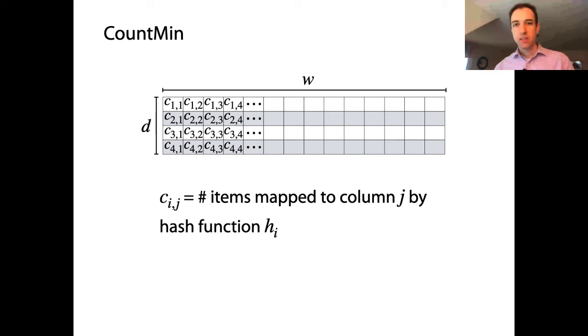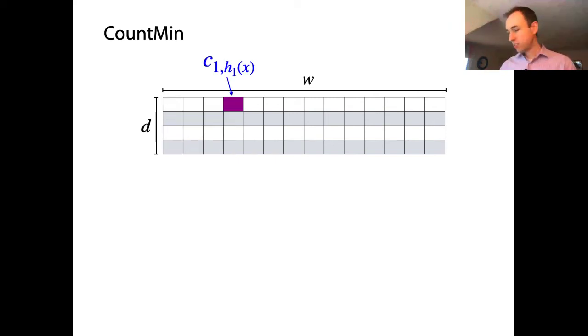Okay. Now, let's think about a particular item x. Let's say item x mapped to that particular element in the first row. Let's refer to that element in the first row as c, for count, c sub 1, comma h sub 1 of x, because it's in the first row, and this is the column that hash function 1 mapped x to. Okay, great.